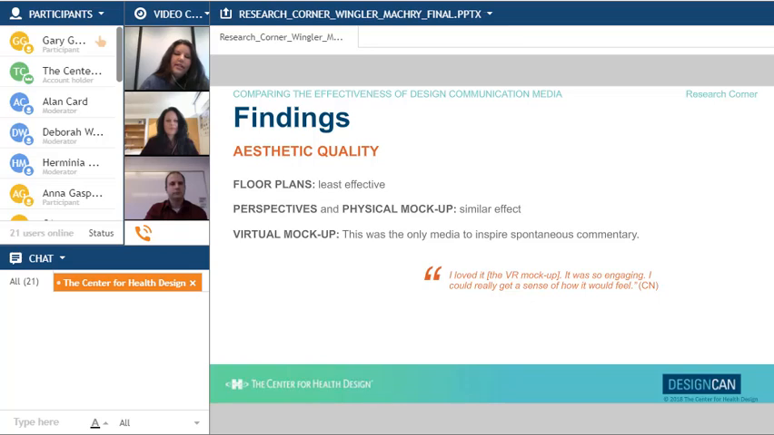And it was really interesting to understand the virtual reality mock-up because it really was the only media inspiring spontaneous commentary about how the space really felt. People really said they loved it, it was so engaging, and they could really get a sense of how the space would feel.